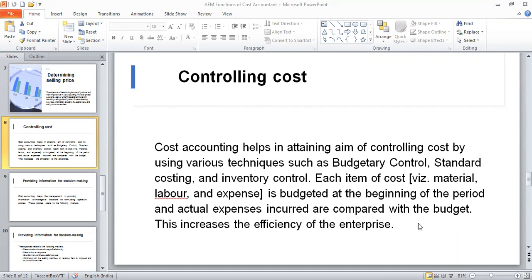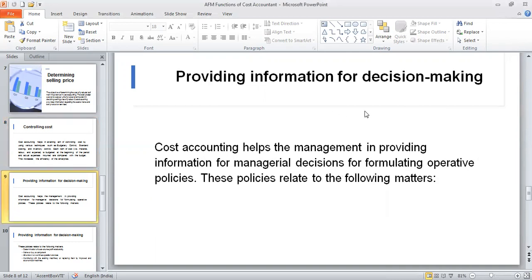And finally, we come to know what ways are available to reduce such adverse expenses, whatever you're spending, right? And when you go for controlling of cost, it leads to increasing the efficiency of the enterprise. Now you come to another objective of cost accounting: providing information for decision making.